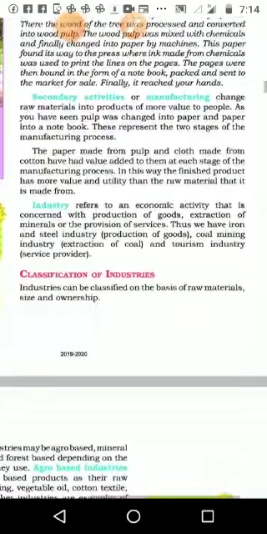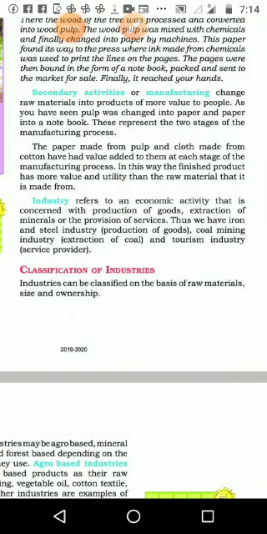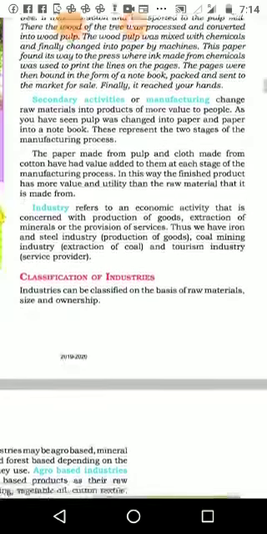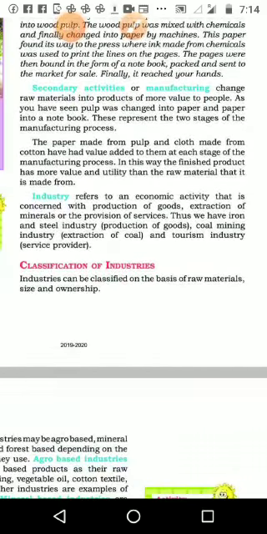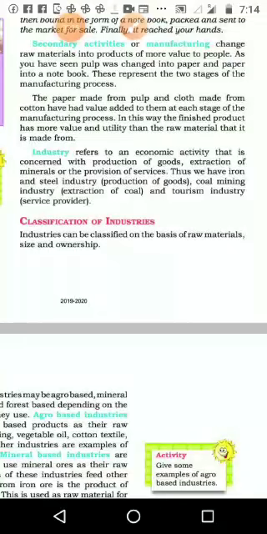The paper made from pulp and the cloth made from cotton had value added to them at each stage of the manufacturing process. When we collect the cotton, the person may get 10 rupees or 20 rupees per kg, and when we purchase one piece of cloth, which is very less in weight, it may be 300 grams or 400 grams, that may cost 300 rupees or 400 rupees. That much value is added to that particular product. In this way, the finished product has more value and utility than the raw material it is made from.